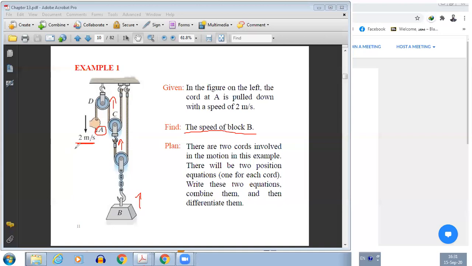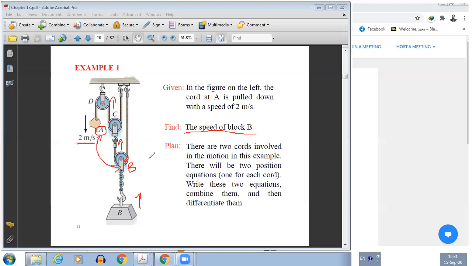What will be the speed of B? So we can find out if we make a relationship between A and this pulley, let's say this point. If we know what is their relationship, since this is block B, let's call this B. Okay. So before going towards the solution, first of all, do you understand the problem statement? Yes or no? Good. Now let's go towards the solution.